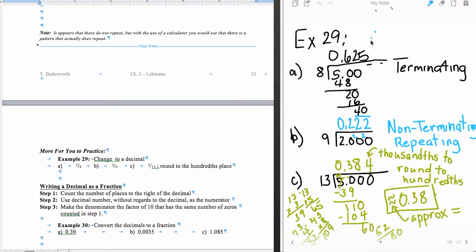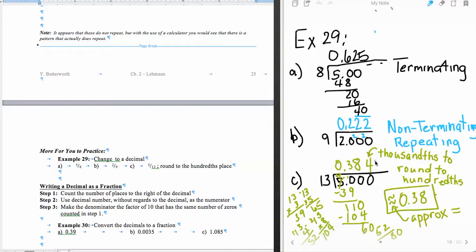Okay, now you should be turning it back on, and now you can check your answers. So you see part A's answer is a terminating decimal of 0.625. You see part B's answer is a non-terminating repeating decimal of 0.22222, so on and so forth. And you see part C's answer rounded to the nearest hundredths place, so thousandths, right? Tenths, hundredths, thousandths is as far as we needed to take it to round it to the nearest hundredths place here.